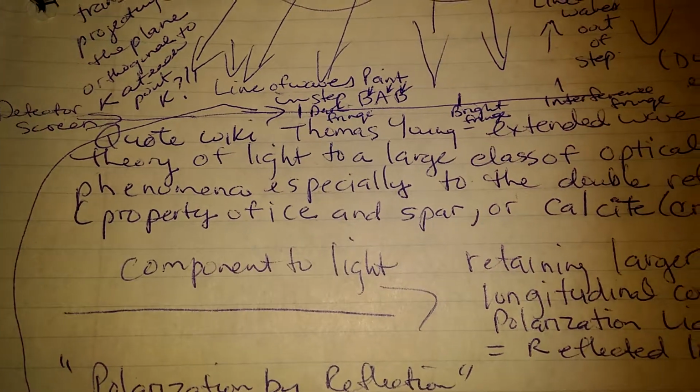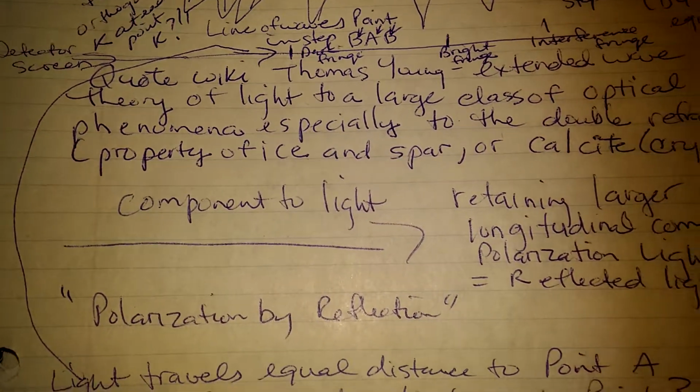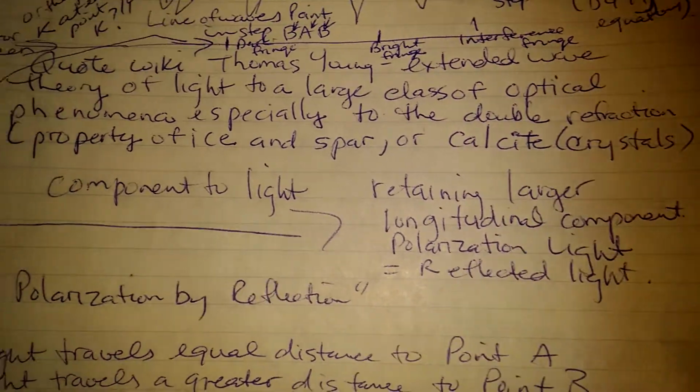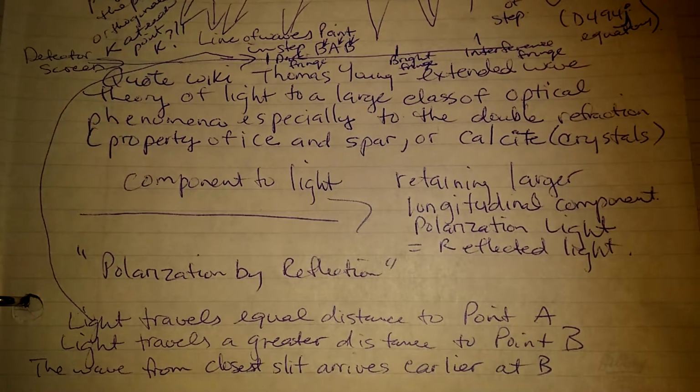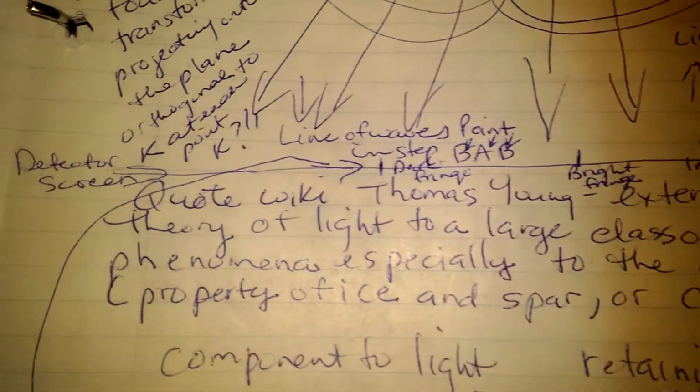So quote from Wiki, Thomas Young's extended wave theory of light to a large class of optical phenomena, especially to the double refraction property of ice spar or calcite crystals. Let's go back up to this little diagram here we missed.